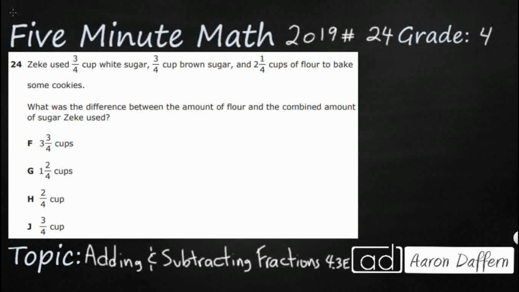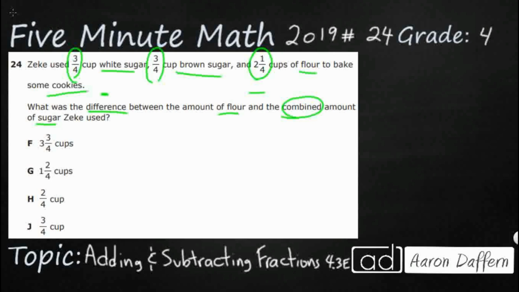So Zeke is making some cookies here, and we've got 3 different measurements. We've got 3/4 cup of white sugar, 3/4 cup of brown sugar, and then we've got 2¼ cup of flour, and we need to find the difference. So that lets us know we are going to subtract. Difference is our answer to a subtraction problem between the amount of flour minus the combined amount of sugar. So we've got a few different things we need to do. We need to combine the sugar, and then we need to take that away from the flour.